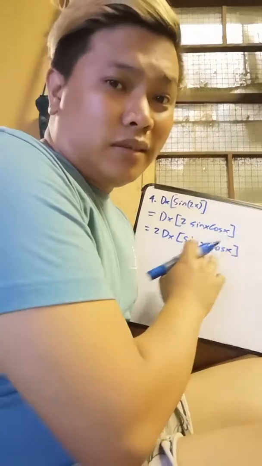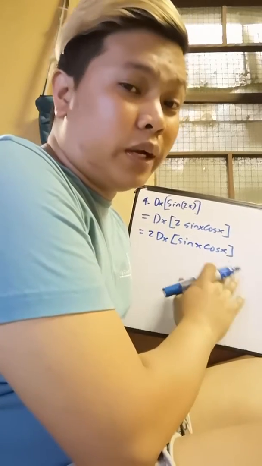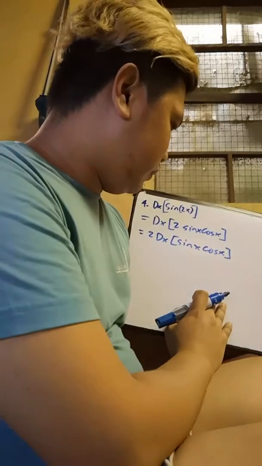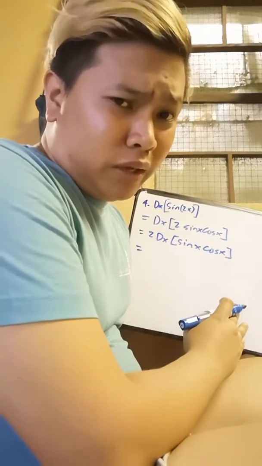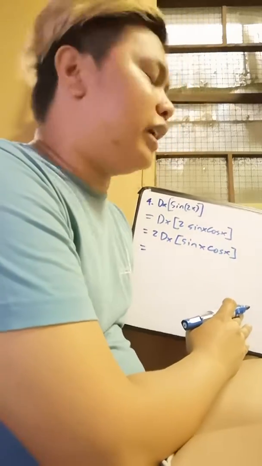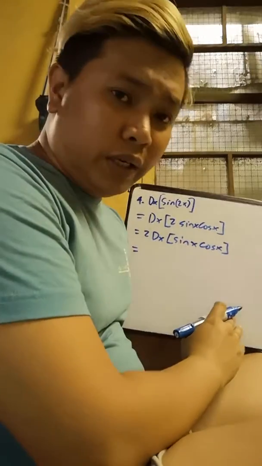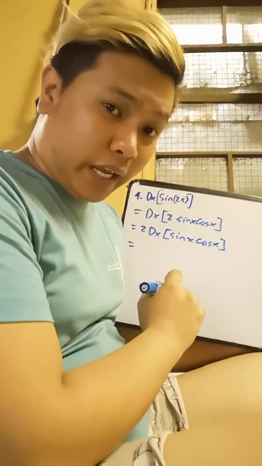Kasi meron akong sine x, meron akong cosine x. This is the operation is product. So, I can use the product rule. Okay, so paano gagawin yun? Hindi mo naman kailangan gawin ulit yung f of x saka g of x or mag-assign ka ng ganun. Nasa sa'yo yun if you want. But for me, medyo sanay naman ako. Gagawin ko na siya ng direkta.